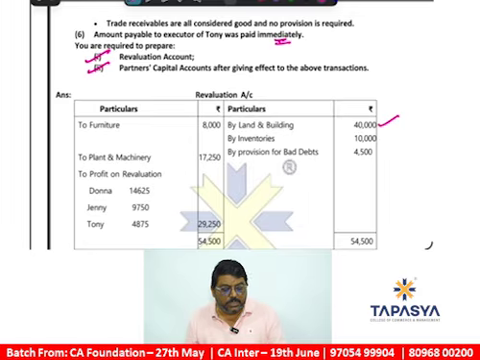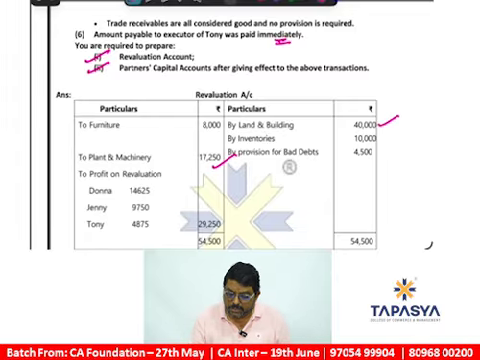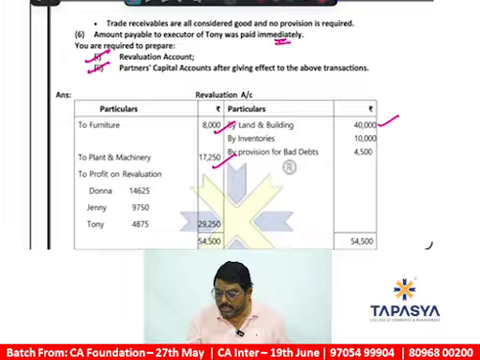Plant and machinery depreciated by 15%. 1,15,000 plant and machinery into 15% is 17,250. Furniture and fixtures depreciated by 10%. Furniture and fixtures 80,000 given, 10% means 8,000 rupees. Revaluation debit. Inventory valued at 45,000. Inventory given in your balance sheet 35,000. Revalued at 45,000 means 10,000 gain.